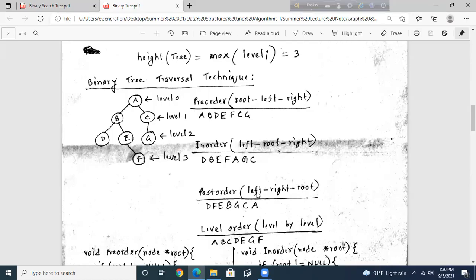In the post order traversal technique, at first left, then right, then root. At first left, then right, then root. Same as previous, like in order. I will go for left until there is no left. So that node is D.